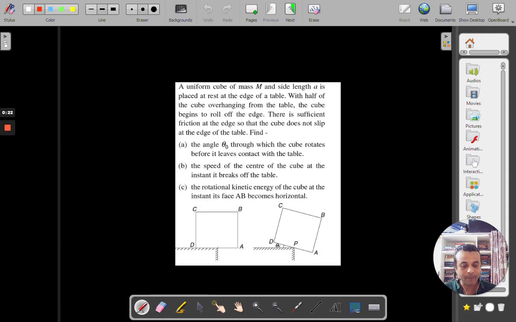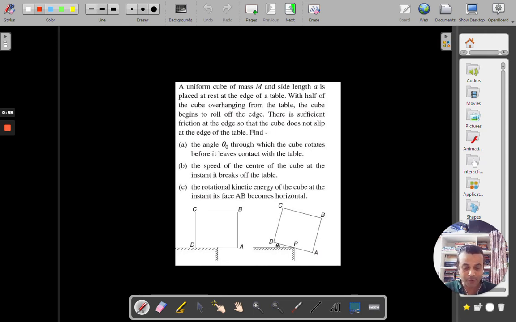You can see that there is sufficient friction at the edge so that the cube does not slip at the edge of the table. We need to find the angle theta through which the cube rotates before it leaves contact with the table, and we need to find the speed of the center of the cube at the instant it breaks off the table. And the third part is the rotational kinetic energy of the cube at the instant its face AB becomes horizontal.